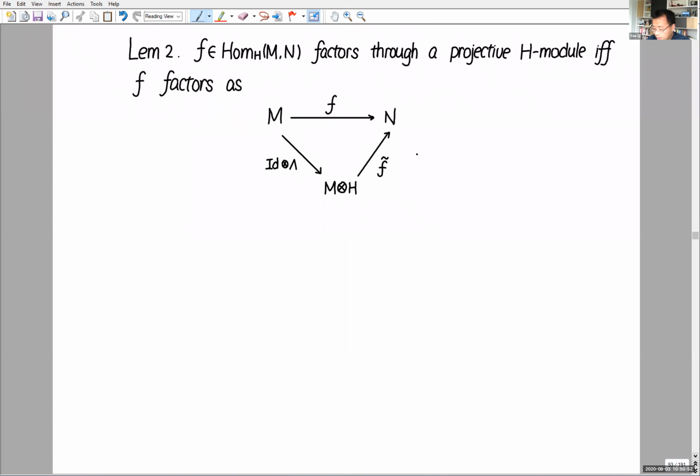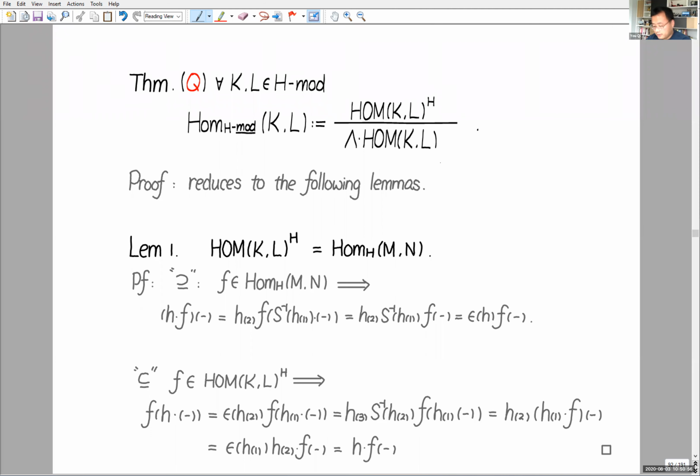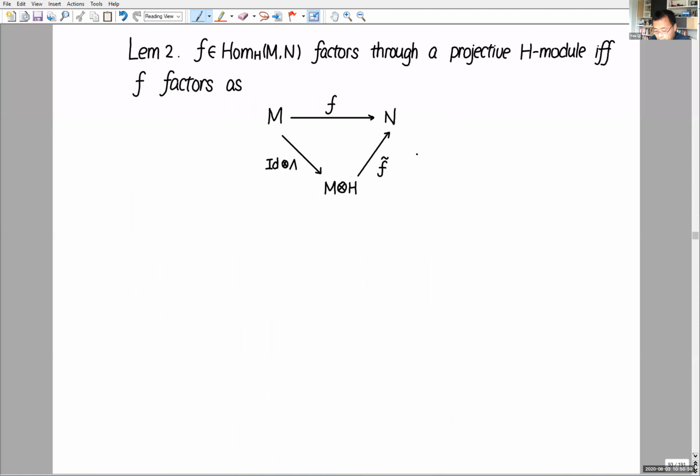The second lemma is where we analyze the denominator in this expression, lambda dot Hom of K L. If F is in this homomorphism space, then it factors through a projective injective H-module if and only if F factors through this canonical embedding, identity tensor lambda, of M into M tensor H. In fact, this is a projective module because it is isomorphic to a direct sum of copies of H, as we will see later. But now we want to characterize those homomorphisms factoring through this canonical map.